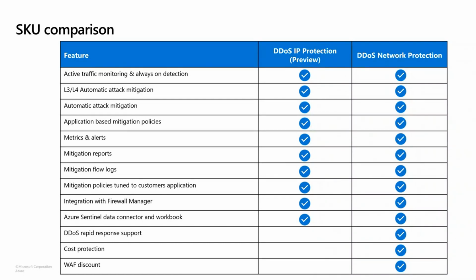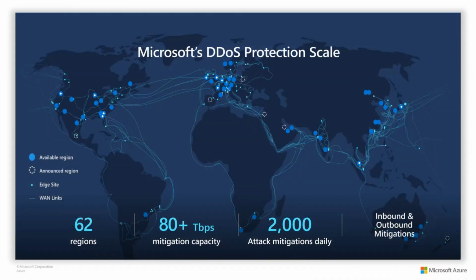The other part to remember is that DDoS protection works at layer 4, for your TCP, UDP traffic and TCP SYN traffic, for example. But when we are talking about WAF and web application traffic, if you have an application gateway and WAF attached to it, that WAF cost is discounted with the network protection. So there are benefits with the network protection plan.